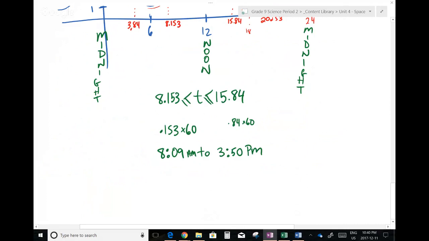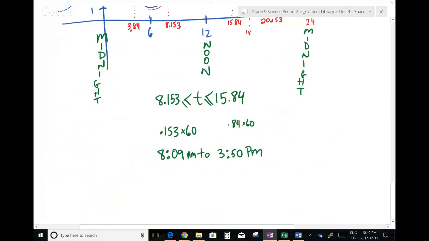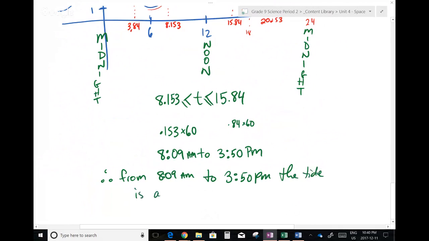So if we assume that t is time in hours after midnight, you know, like kind of the 24-hour clock system, then from 8:09 a.m. to 3:50 p.m., the tide is above 3 meters, or feet, or whatever the heck it's measured in. Meters. There you go. And is safe to dive.